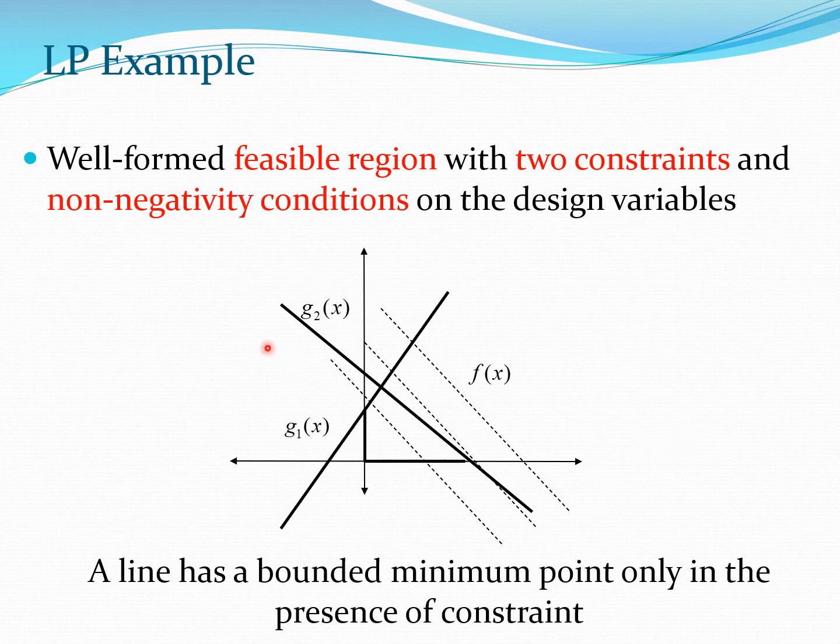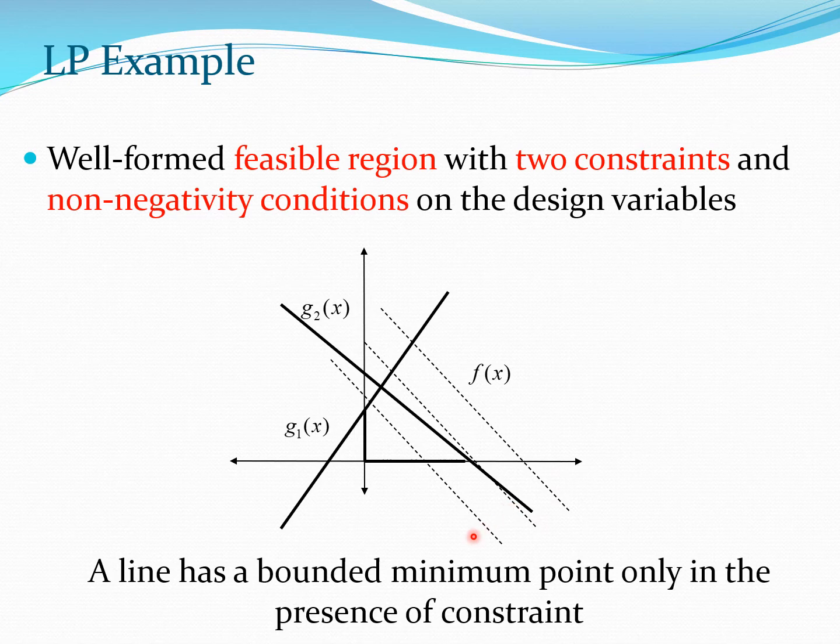Let us consider a situation where you have certain constraints. So there is one constraint g1(x), there is another constraint g2(x), and then there are the two non-negativity constraints on, say, these variables x1 and x2. So essentially this trapezoid here constitutes the feasible region. Now if f(x) is the function you are trying to minimize, this function has a certain value along this line, a different value along this line, a different value along this line, and so on.